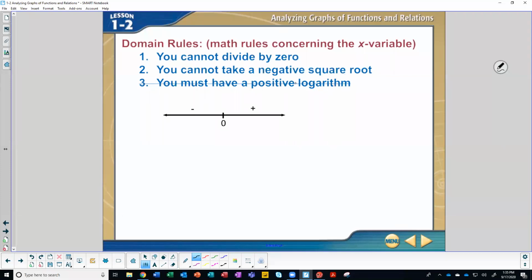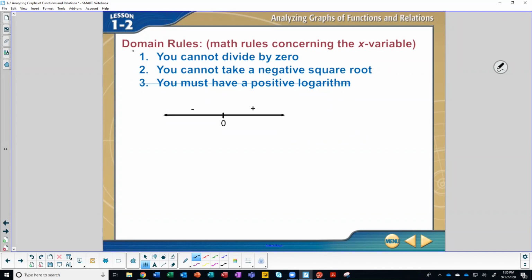For those of you who have seen logarithms before, you must have a positive logarithm, meaning logarithms cannot be equal to or have a 0 value or a negative value within them. So there's 3 rules. I cross this one out because we won't see this for about 10 weeks of curriculum or so. So don't pay attention to that one for right now, though it's true. We just won't see it. These are the first 2 things.